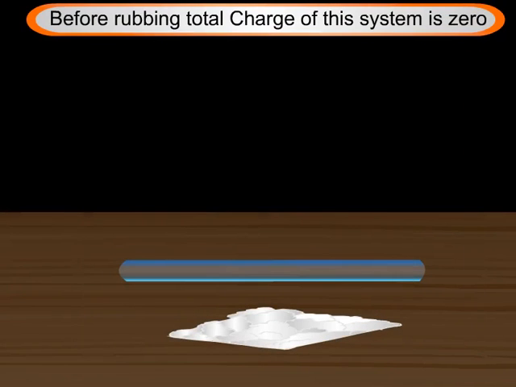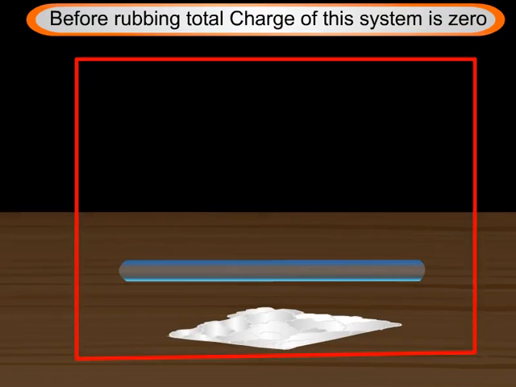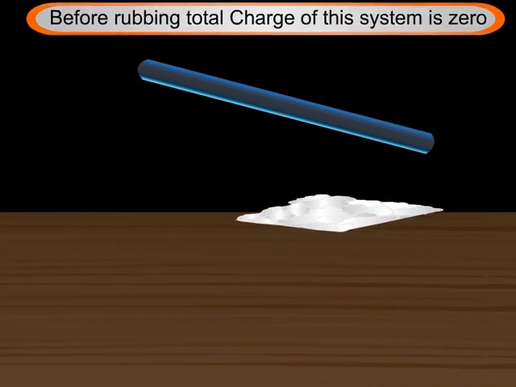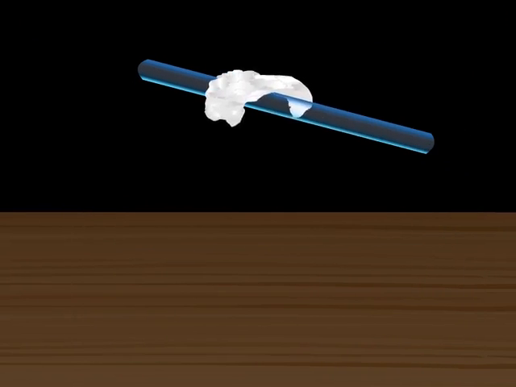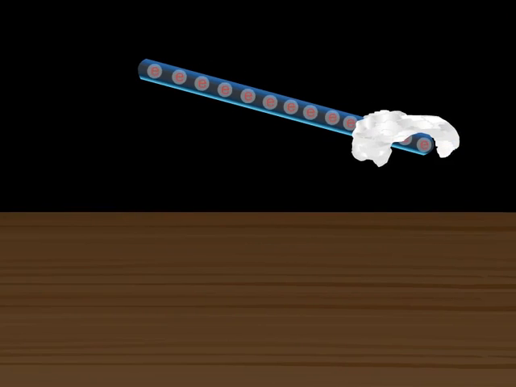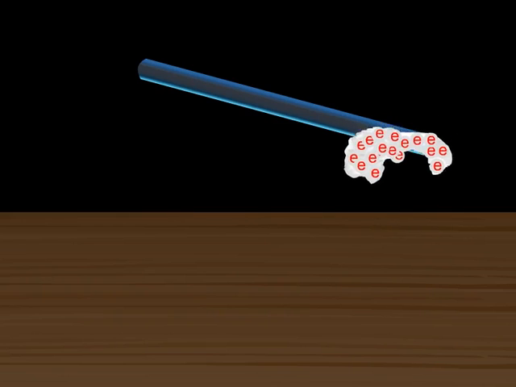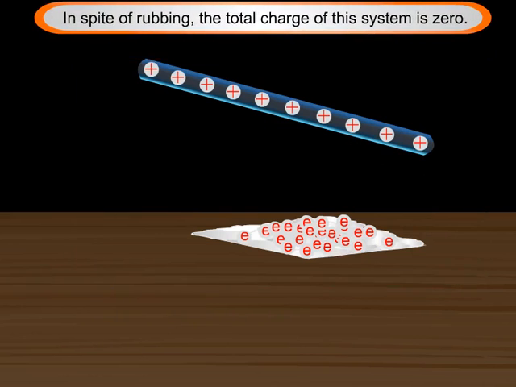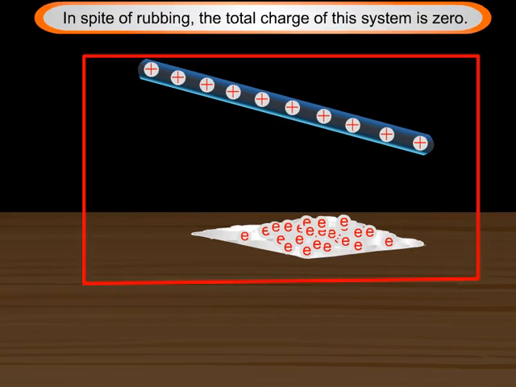Here we can see that before rubbing, the total charge of this system is 0. After rubbing, electrons from the glass rod are transferred to the silk cloth. Here, no new charge is created. Therefore, in spite of rubbing, the total charge of this system is 0.